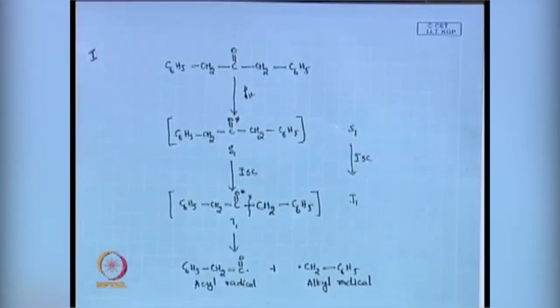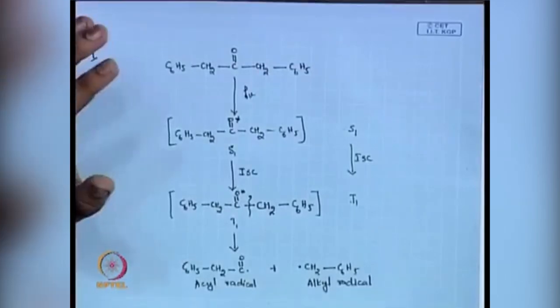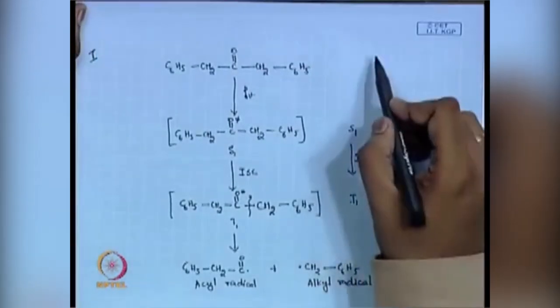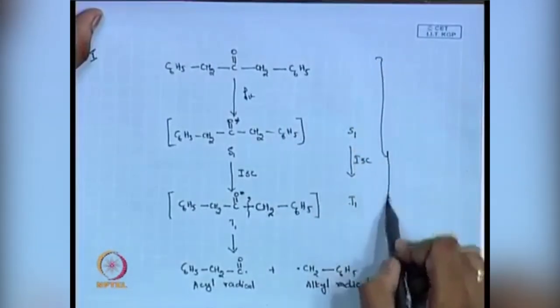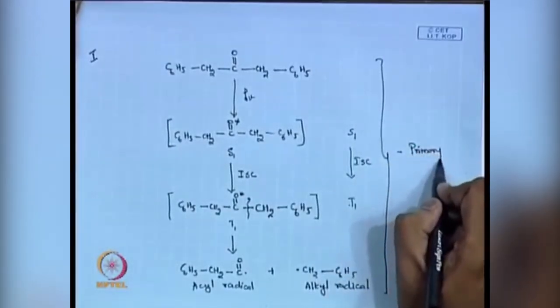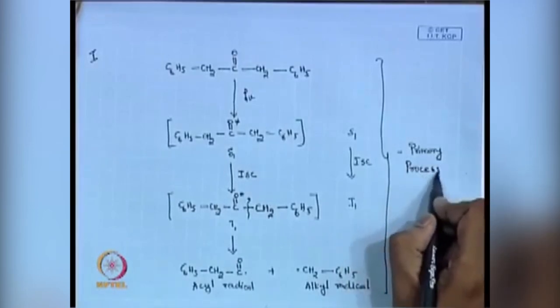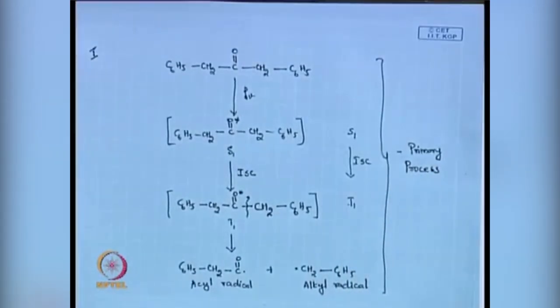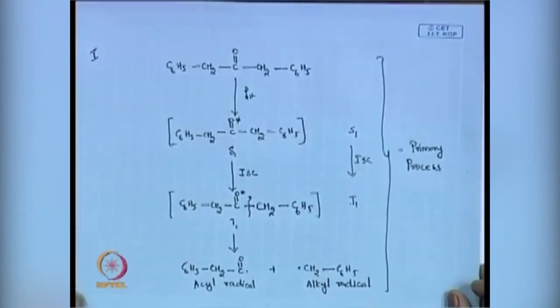So, you are taking a ketone, just shining light, and the bond alpha to the carbonyl cleaves to give you two types of radicals. One, you get an acyl as well as an alkyl radical. This entire process where photochemistry happens is called a primary process. Because all your photochemistry has happened in this region. So, excitation, cleavage till you get acyl and alkyl radical is done in light, and that is why you call this a primary process. Clear?